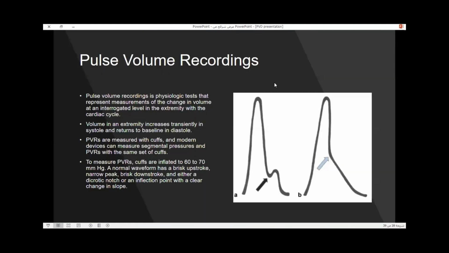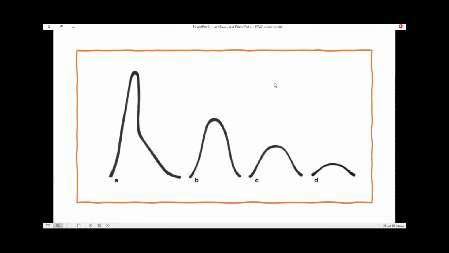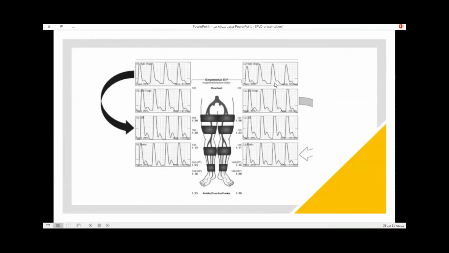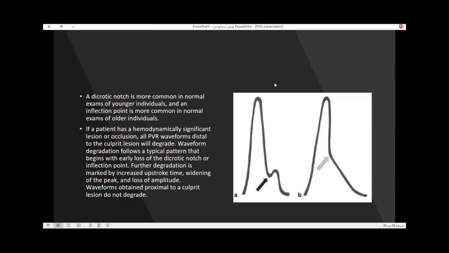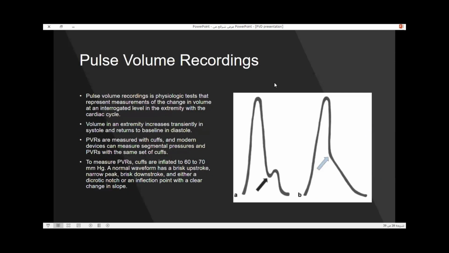For pulse volume recording, as I said, it is done in the same session as the ABI in the clinic, applying the cuff in the brachial region. Also, we can apply pressure cuffs at the upper thigh, mid thigh, upper leg, and above the ankle, and we can assess the waveform as we see in this diagram, classified into 4 to 5 degrees.